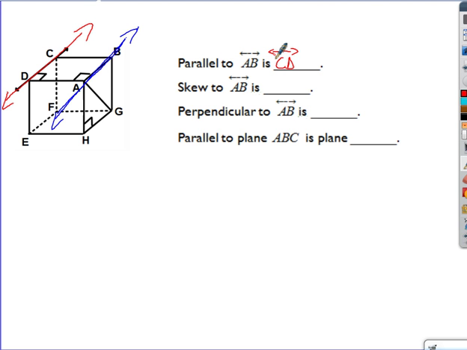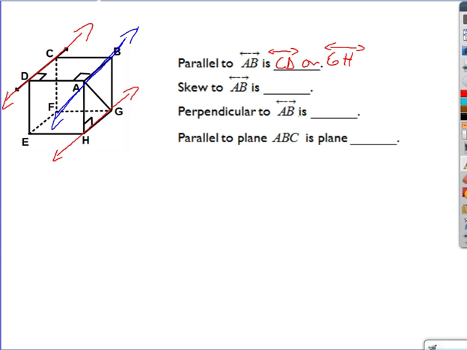But we also have another line, GH. GH is also parallel to AB. They will never intersect, and they are also on the same plane together. In this case, the plane that they share is the right side of our cube. So GH and CD are both parallel lines to AB. And note that they're not necessarily all three on the same plane. That's not what we're saying. But AB is on the same plane with CD, and AB is also on the same plane with GH.